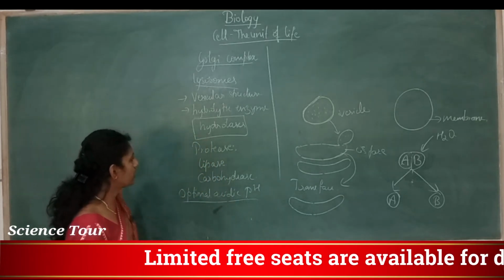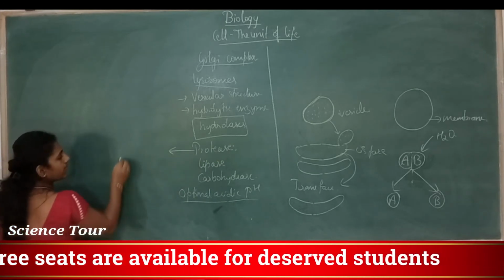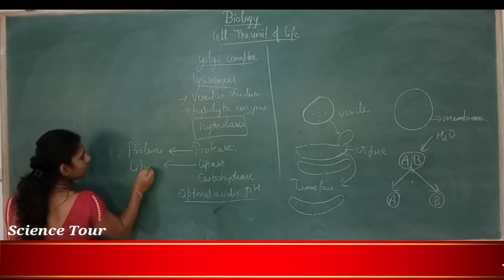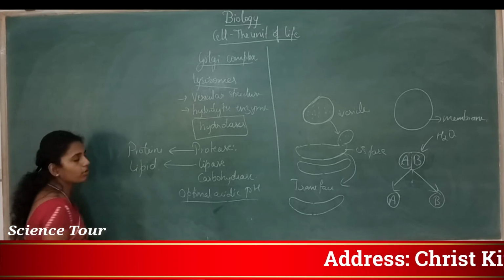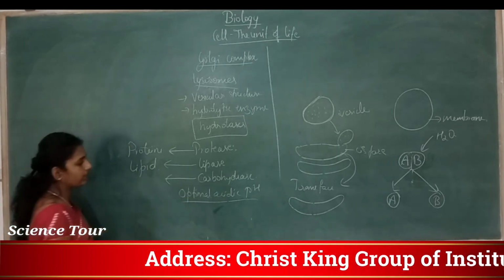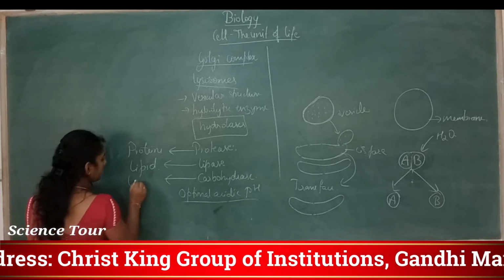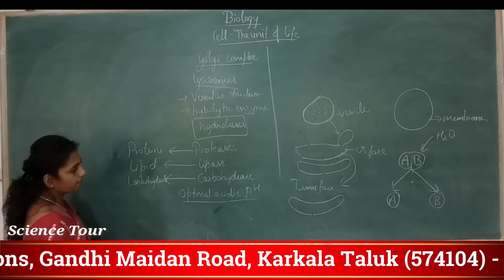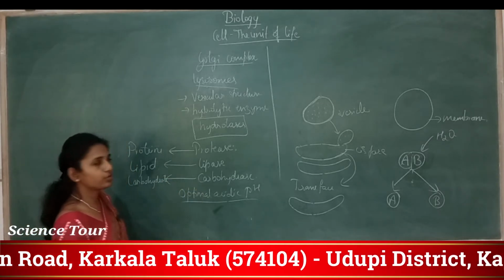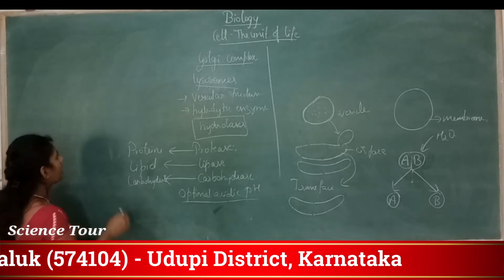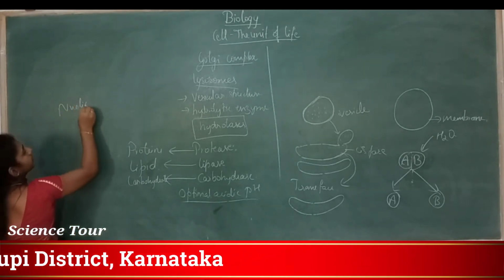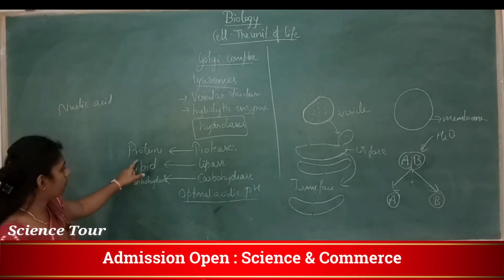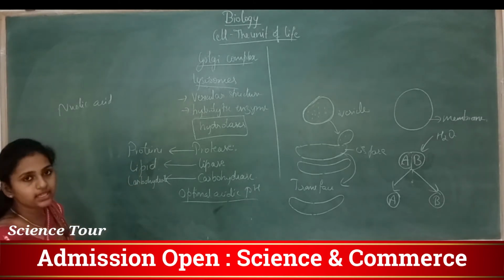The main function of hydrolases: proteases will break down the proteins, lipases will break down the lipid molecules, carbohydrases will break the carbohydrates, and nucleic acid is broken down by nucleases. So the main function of hydrolytic enzymes is breaking down of proteins, lipids, carbohydrates, nucleic acids, etc.